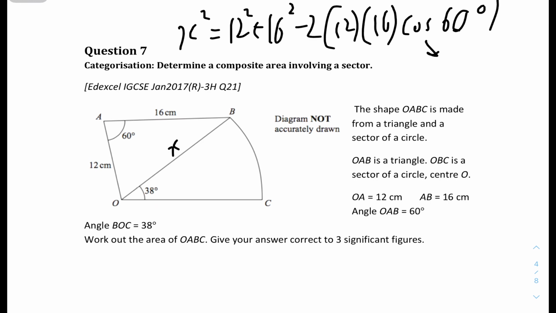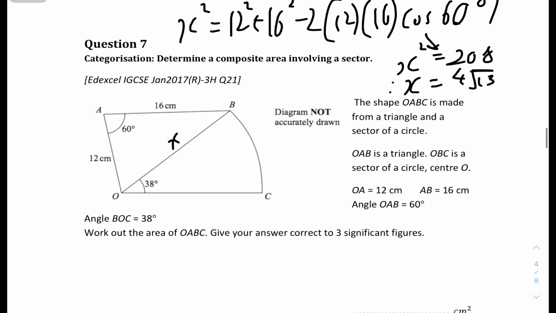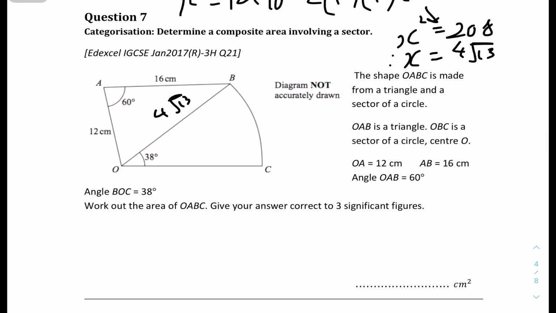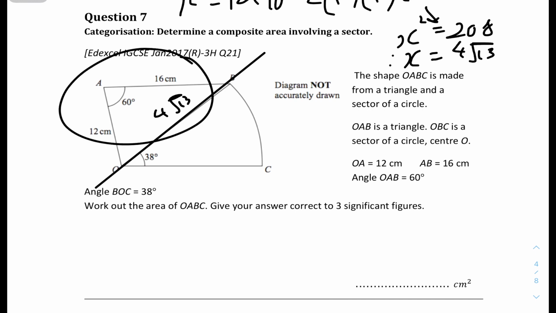And this will get you an answer of x equals 208, which means x squared equals 208, and therefore x equals 4 root 13. So now we have this area right here, this x 4 root 13. We can basically just find the area. We can split this into half, like so, and find this area using half AB sine C.